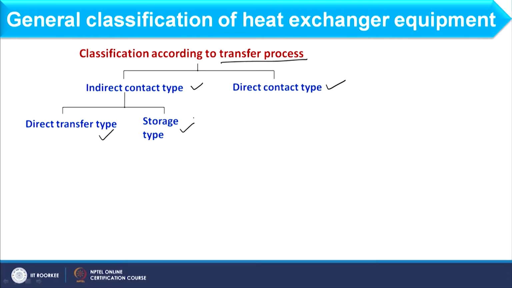Okay. Direct transfer type means, as I have told you, that heat is transferred from high temperature to low temperature, but through a separating wall. Okay, heat is first transferred from high temperature to wall, then from wall to low temperature fluid. That is direct transfer type. Fine. Heat is continuously transferring to the wall and then continuously transferring to the cold fluid. Okay. So continuous transfer is possible in direct transfer type.